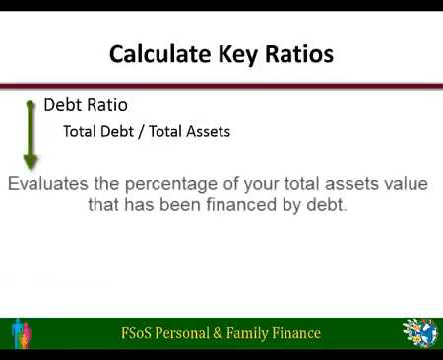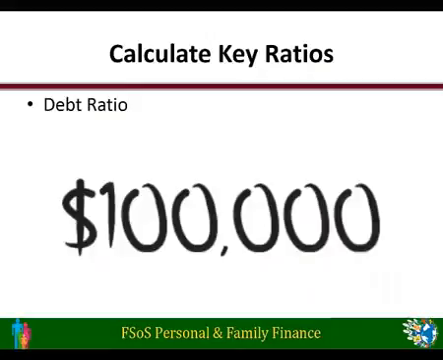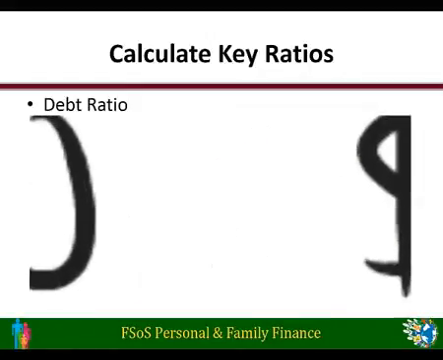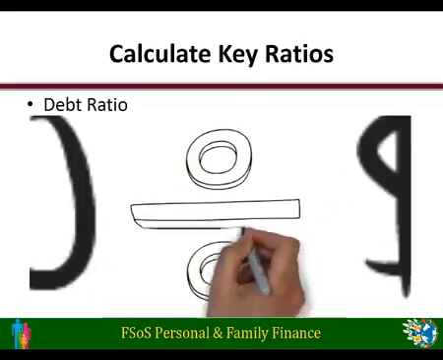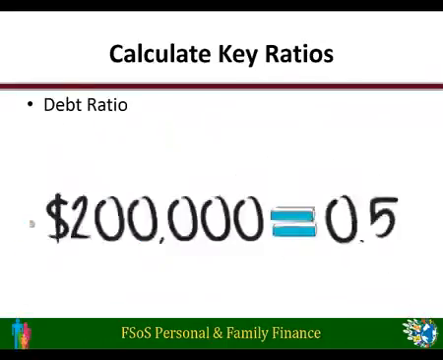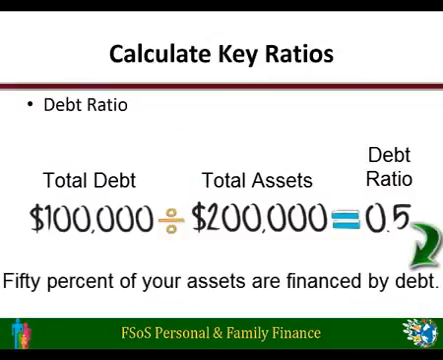The debt ratio evaluates the percentage of your total asset value that has been financed by debt. It is calculated by dividing your total debt by your total assets. Again, these data are in your net worth statement. So if you have a total debt of $100,000 and total assets of $200,000, your debt ratio is $100,000 divided by $200,000. The answer is 0.5, meaning that half or 50% of your assets are financed by debt.